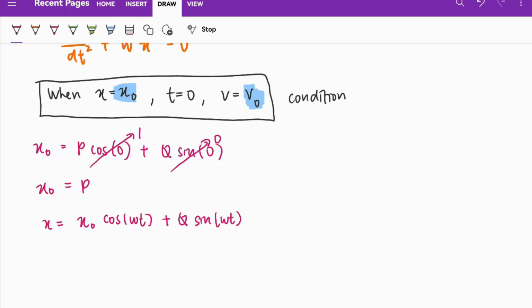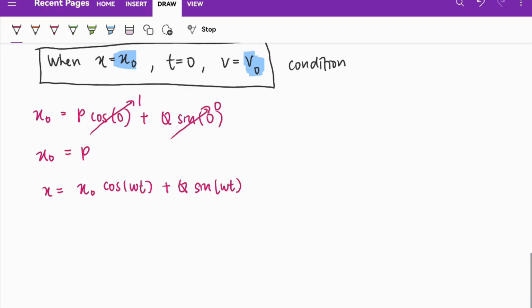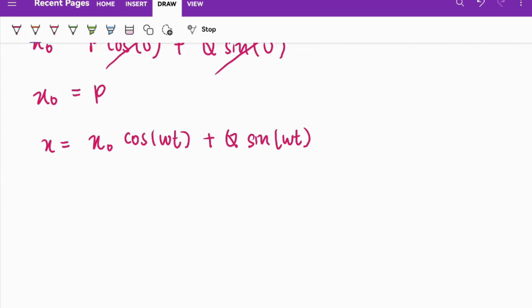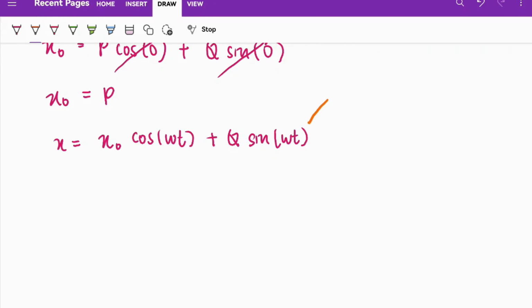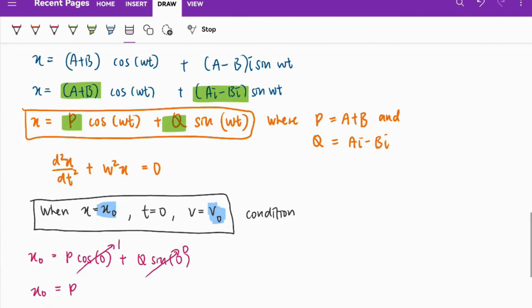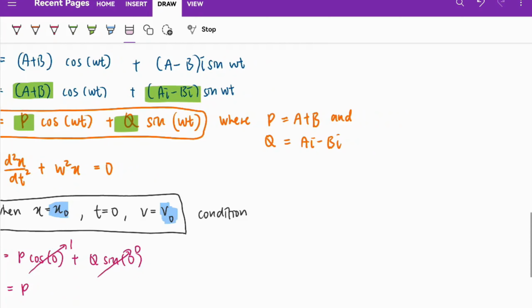Okay, now next mission is to find what our Q is. To do this, let's do some differentiation again. It's not a very big differentiation, it's a very chill differentiation. So what I'm going to do is, let's differentiate this equation. Or you can choose to differentiate this equation also. Actually, it's up to you. Okay, you know what? Let's differentiate this equation.